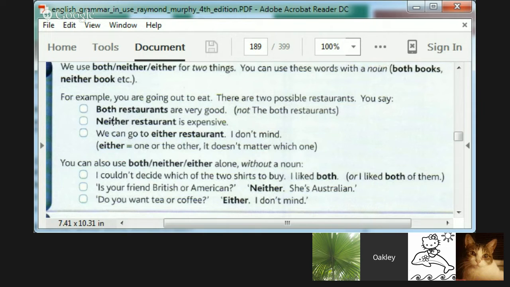Okay, both restaurants are very good. Neither restaurant is expensive. We can go to either restaurant. One or the other, doesn't matter which one. Either one is fine with me.